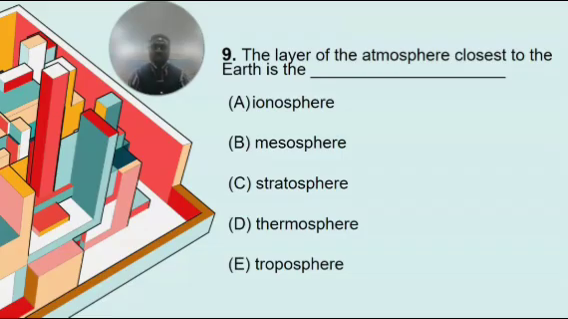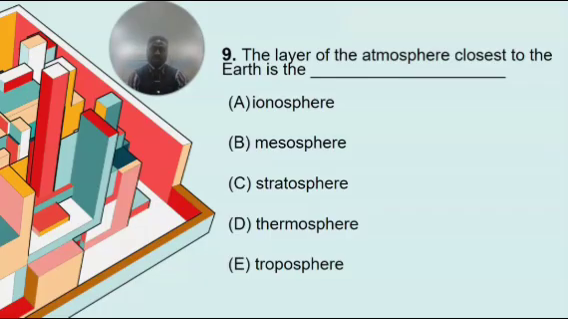Question 9. The layer of the atmosphere closest to the earth is the dash. What is the name of the layer of the atmosphere that's closest to the surface of the earth? Because there are different strata in the universe. So we have A, ionosphere, B, mesosphere, C, stratosphere, D, thermosphere, E, troposphere. So what's the correct answer? Do you have your biology notes to pen the answer down? Note the answer and we're going to review the rest together.